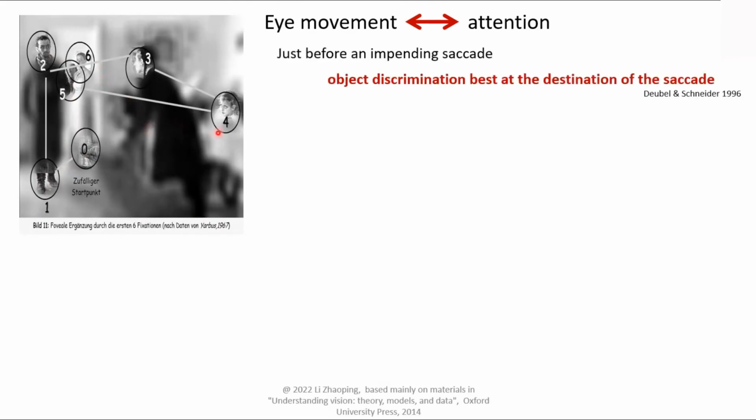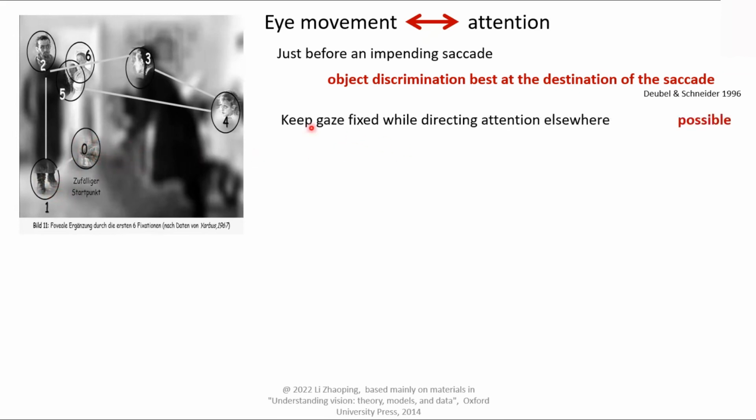And then people studying say, oh, it looks like just before an impending saccade, object discrimination is best at the destination of the saccade. So imagine your gaze is here, you're about to make a saccade over there. Let's say you flash a letter for people to recognize whether it's letter A or B or C or D. If you flash it here, people can do better than if you flash it there, because there is where they are just about to make a saccade. Okay, that's an experimental fact. So therefore, saccade and attention are intrinsically related. That means whatever you're about to saccade to, the information there is going to be selected and not deleted. Whatever you're not paying attention to, that's deleted, okay?